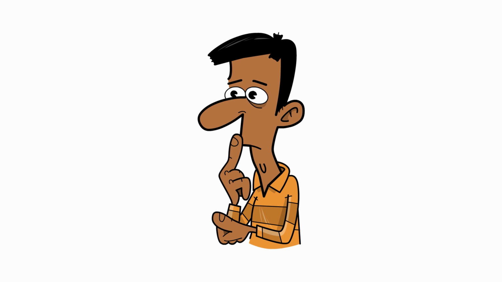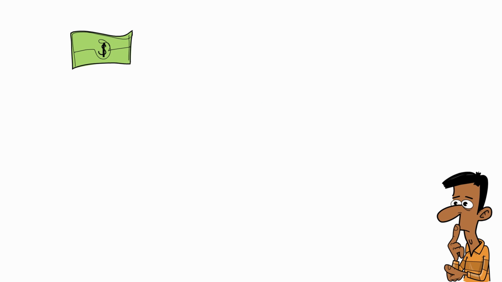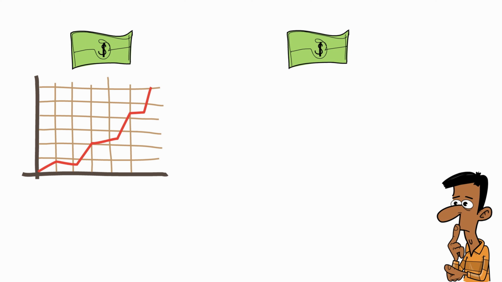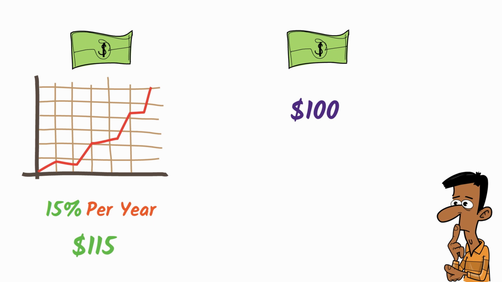Imagine that you're offered the chance between receiving $100 today or $100 1 year from now. If you choose to receive the $100 today, you could invest it in the stock market that, let's say for this example, earns 15% per year. After 1 year, your $100 investment would have turned into $115. So it's better you take the money now and then invest it rather than wait 1 year later to get it.